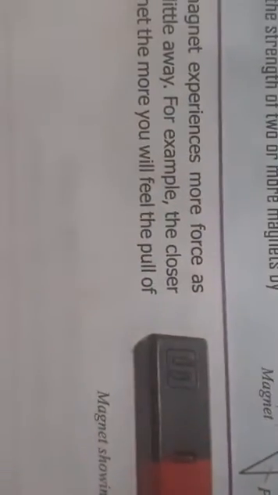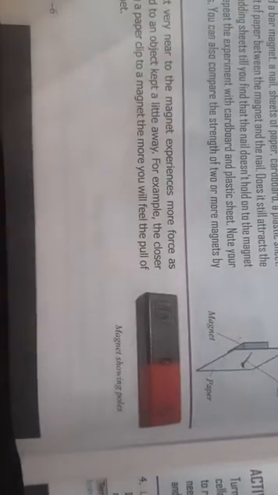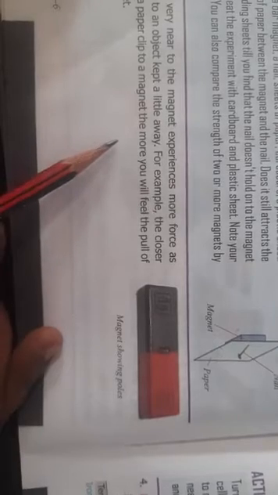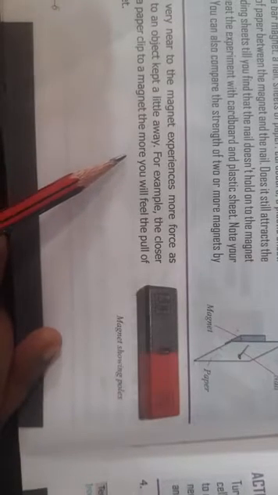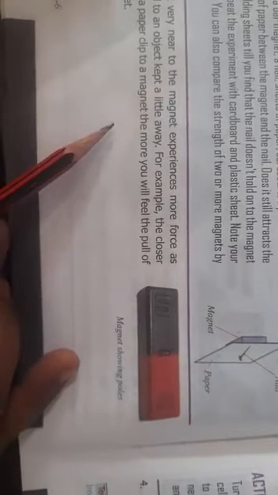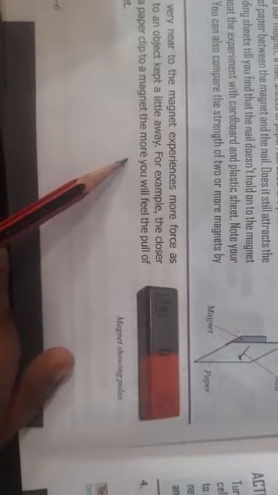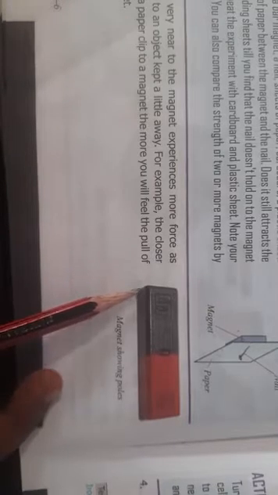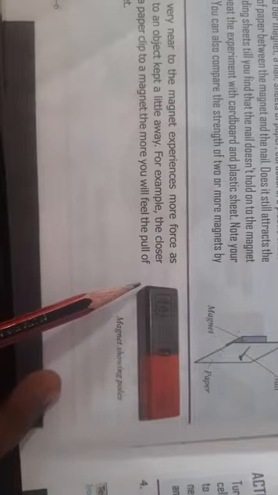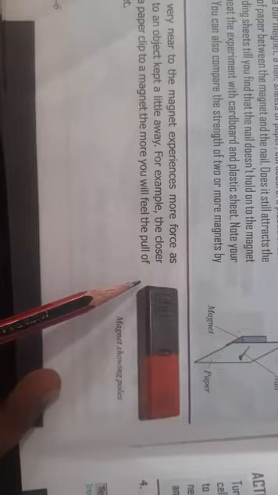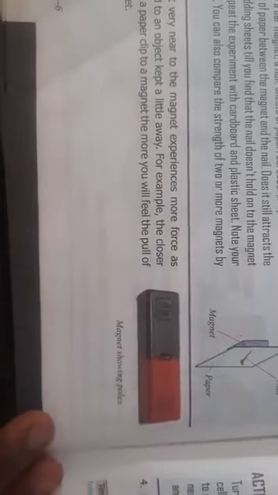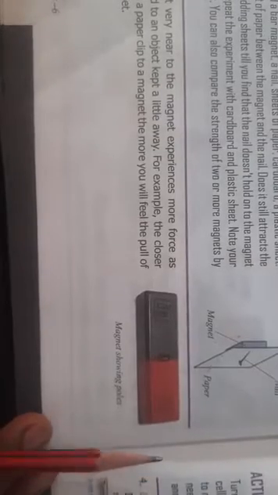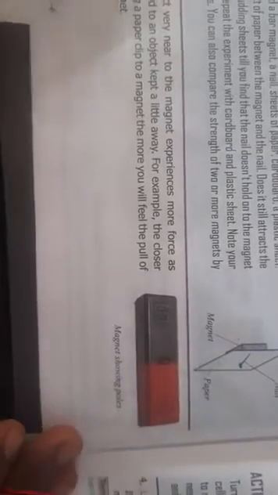An object very near to the magnet experiences more force as compared to an object kept a little far away. For example, the closer you bring a paper clip to a magnet, the more you will feel the pull of the magnet. As soon as you bring a paper clip or a safety pin near, it will get automatically attracted. And if you take it far away, it will not attract. So magnets exert their influence through various materials.